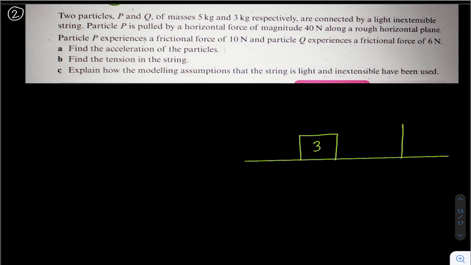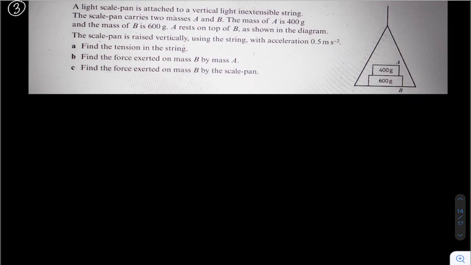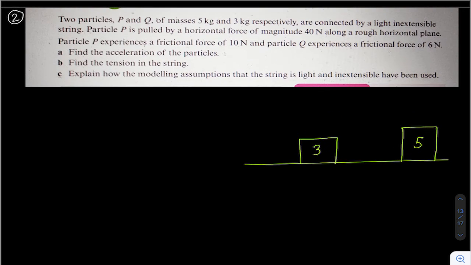So this is my particle P, this is my particle Q. They are connected by a light inextensible string. The particle P is pulled by a horizontal force of 40 newtons along the horizontal plane. Again, the direction is not given, it's given horizontal, so you can take any direction. Obviously we will take this direction. This is 40 newtons.